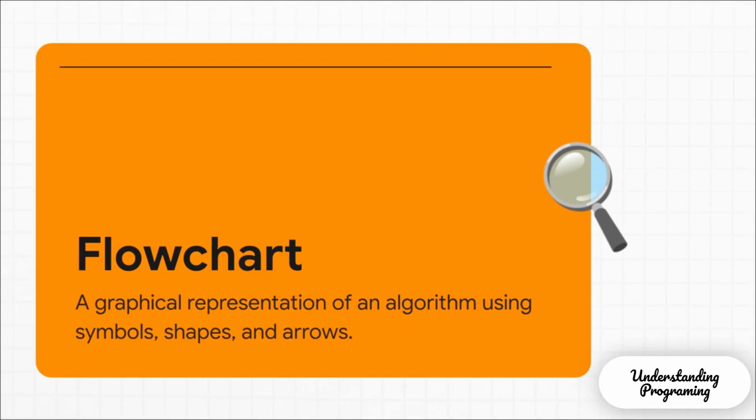So if the algorithm is your recipe written out as text, then a flowchart is like the diagram of that recipe. It uses standard shapes and arrows to map out the entire flow of logic, all the decisions, all the loops. It's just a fantastic way to visualize how your program is going to work before you get bogged down in the details of the code.